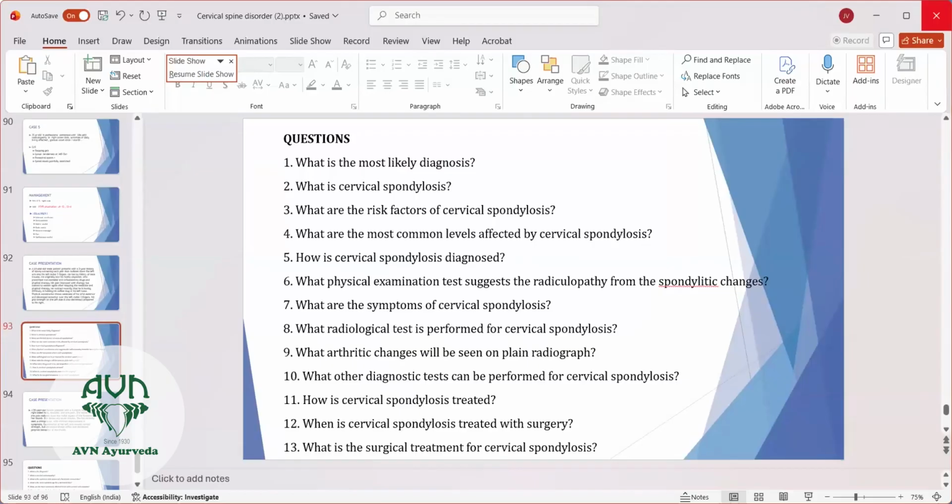What radiological tests are performed for cervical spondylosis? Usually, we will ask the patient to take the X-ray AP, lateral and oblique, so that we can see the osteophytes, straightening of the cervical spine, and the intervertebral joint space being reduced. In order to confirm our diagnosis, we can send the patient for an MRI also.